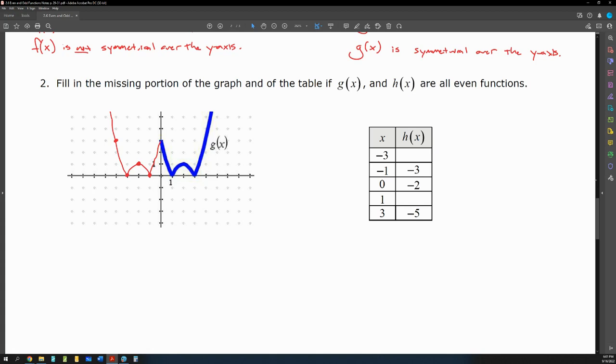For h of x, we need to have h of x equal to h of negative x. This is by definition what an even function is. So if I'm looking at negative 3, and I take negative 3 and make it negative, I would get positive 3. And I know that those outputs should be the same. So for both h of positive 3 and h of negative 3, the output should be negative 5. Likewise, the same is true for positive 1 and negative 1. h of negative 1 is equal to h of positive 1. Therefore, the outputs are, again, the same. So negative 3. Okay? Go ahead and flip the page.